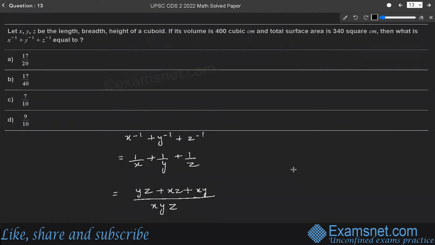Now in the question, two values are given, which is volume is 400 cubic centimeter. We know that volume is length into breadth into height. We are talking about the volume of a cuboid. So you can see that here it is length into breadth into height. So means xyz is the volume. And similarly, total surface area is given, which is 340.